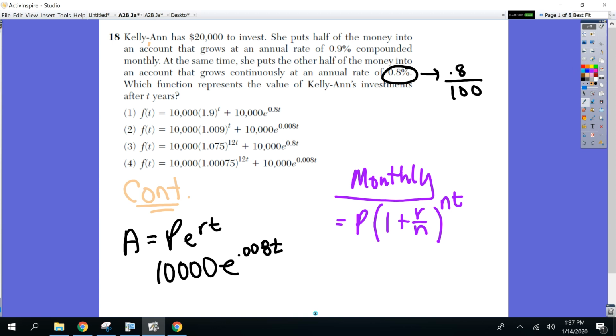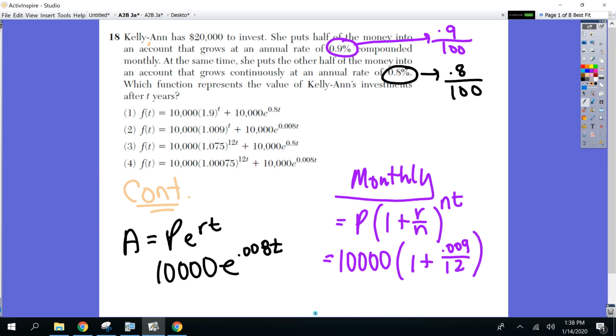Okay, principal. Principal. Half the amount, right? 10,000 times 1 plus, what's your rate for the monthly one now? 0.9%, so that's going to be 0.009 divided by, what did I write what n stood for? Compounded per year. Monthly, so it's going to be 12 times a year. nt, 12t.